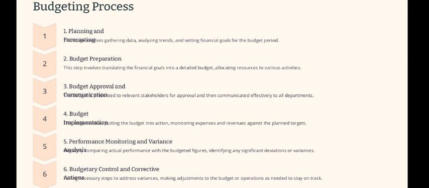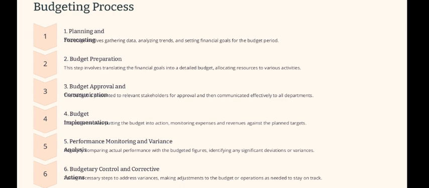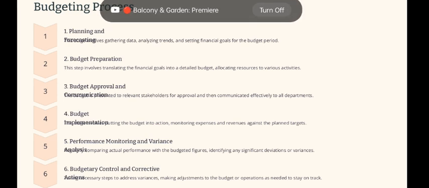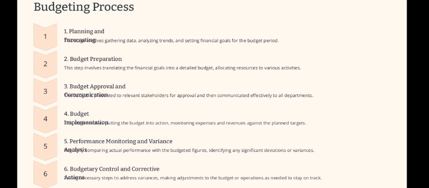Budget approval and communication. The budget is sent to the relevant stakeholders for approval and then communicated effectively to all the departments. It is necessary that all departments follow budgetary control measures, and planning goes as per the budgetary control processes.